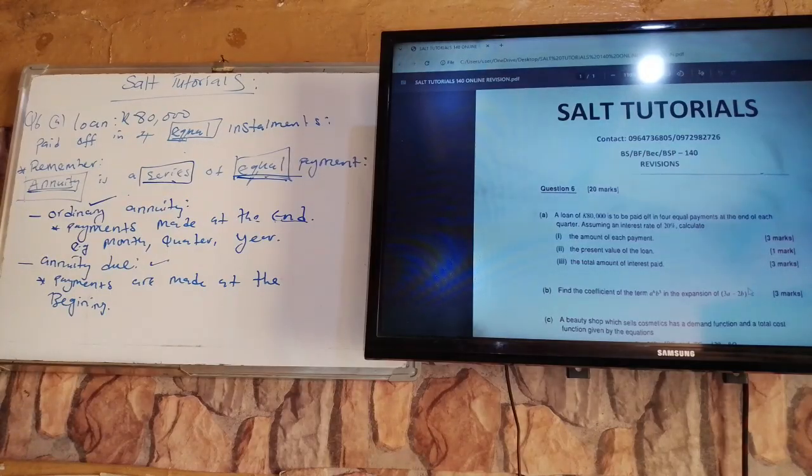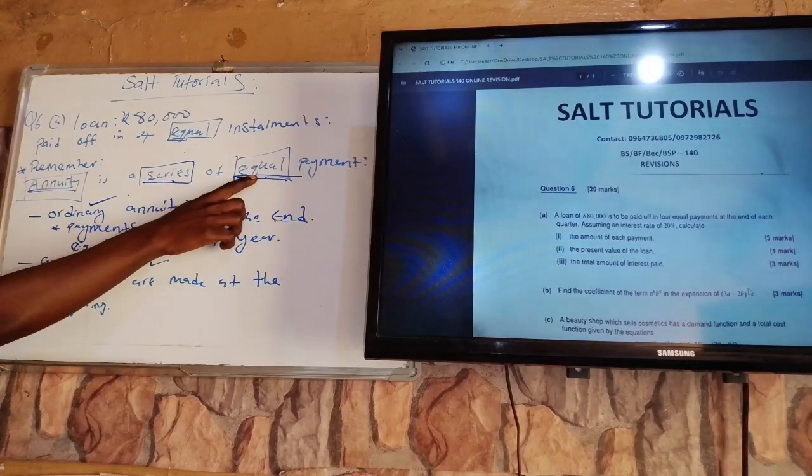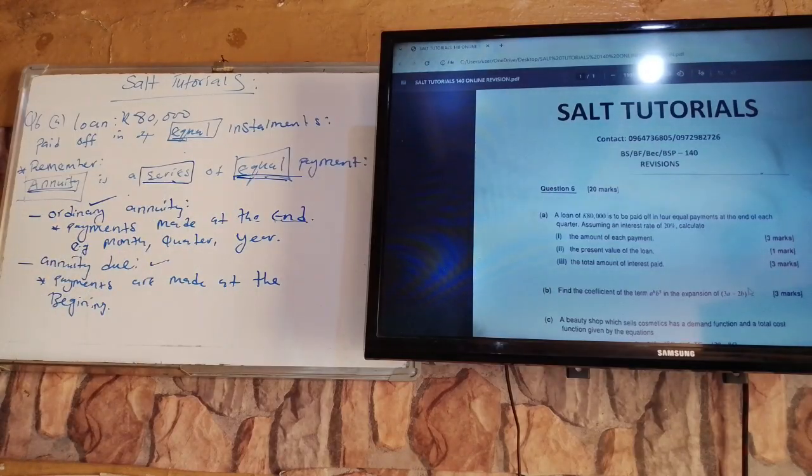For example, maybe after 4 years, 10 years, how much are you going to have if the equal payments you're making are maybe 2,000 kwacha every year? Same applies with annuity dues. If you're making these payments at the beginning of the month, quarter, year, or so forth, how much are you going to have at the end of maybe 5 years? That is an annuity due.